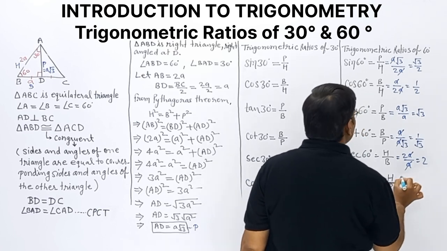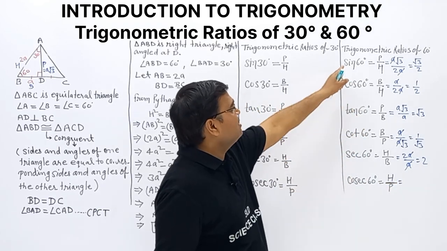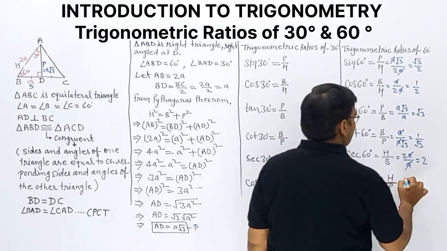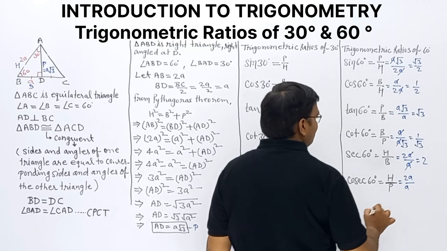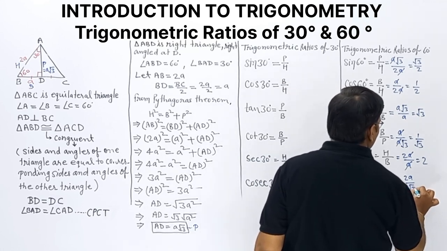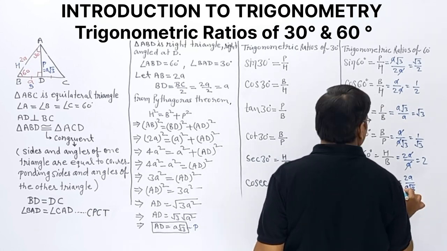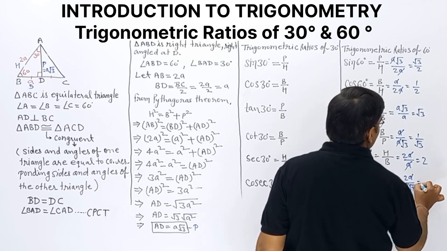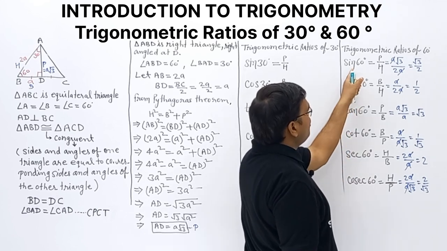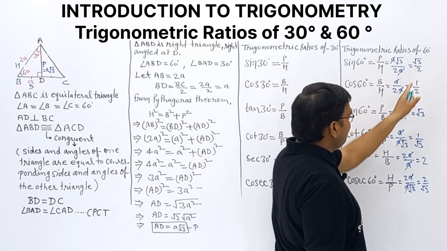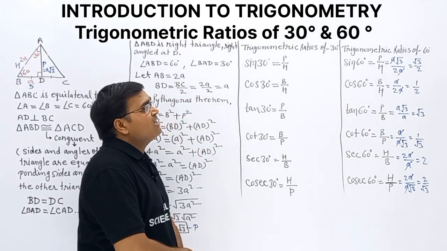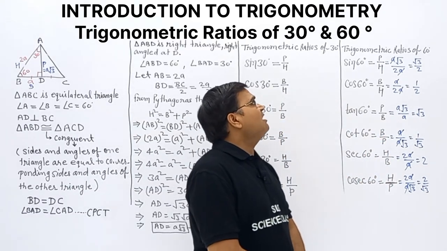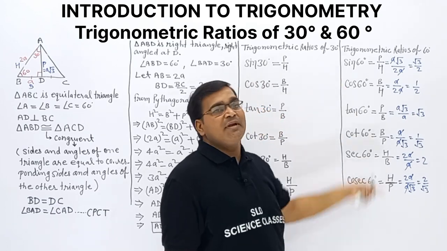Now cosec 60. Cosec 60 degree is the reciprocal of sin 60 degree. So H is 2A. Perpendicular is A square root of 3. Square root of 3. So A and A cancel. What is remaining? 2 upon square root of 3. So cosec 60 is the reciprocal of this one. This one is square root of 3 by 2, and its reciprocal will be 2 upon square root of 3. So these are the values of 60 degree for different trigonometry ratios.